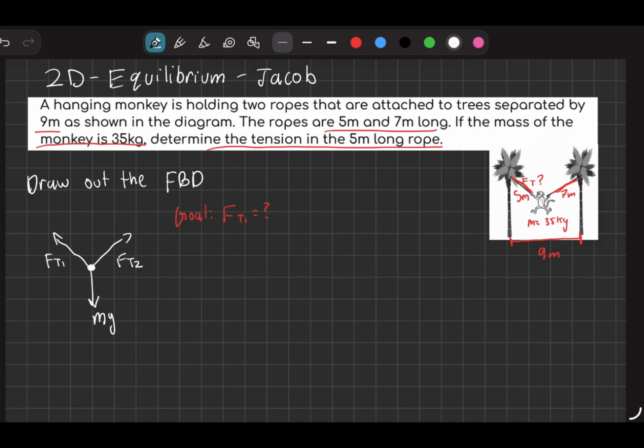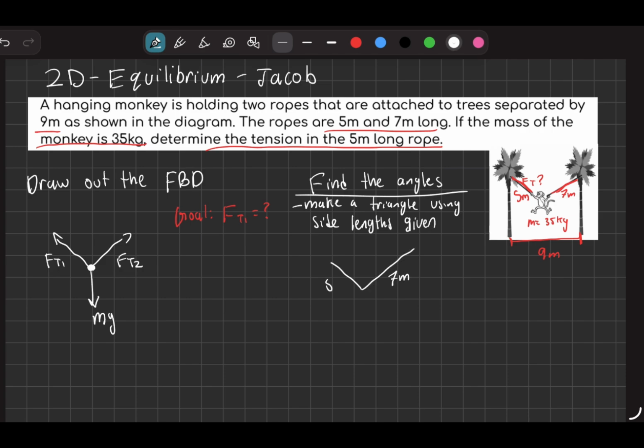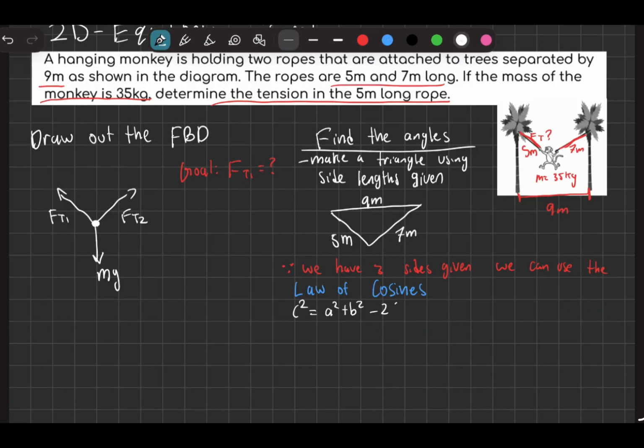In physics, if something is stationary, all the forces pushing and pulling on it must cancel each other out perfectly. We call this static equilibrium. In the real world, we don't always know the angles, but we do know the side lengths. Since the ropes and the gap between the trees form a triangle, we can use the law of cosines to find the angles. Since we have the length of all three sides, we can use the law of cosines formula right below.